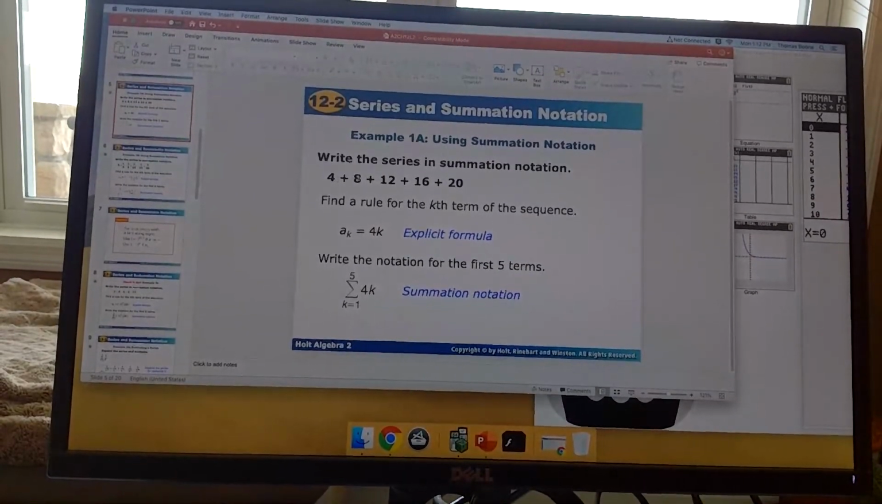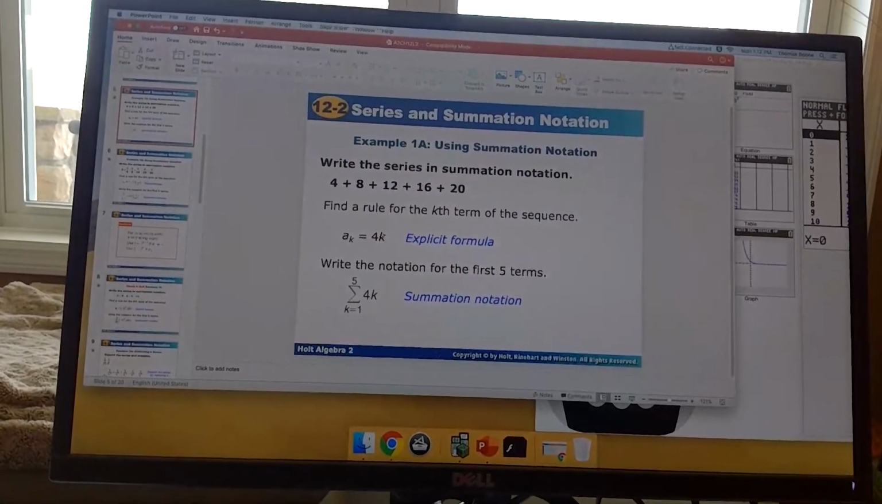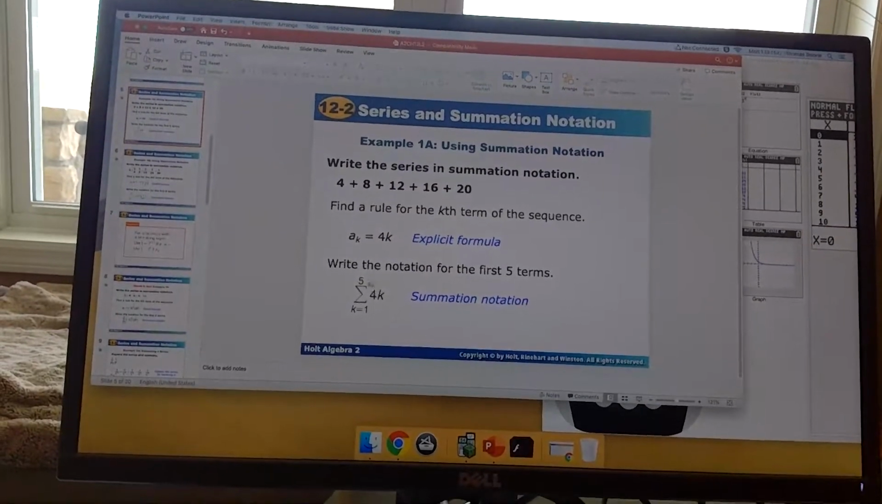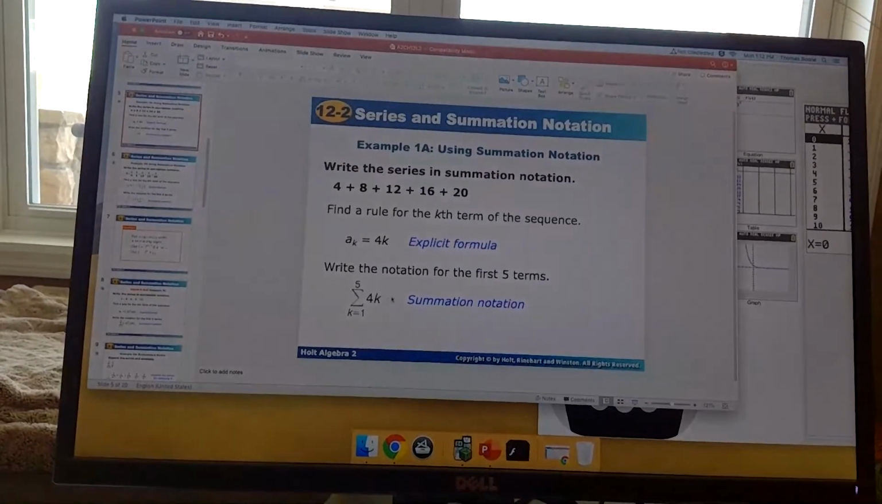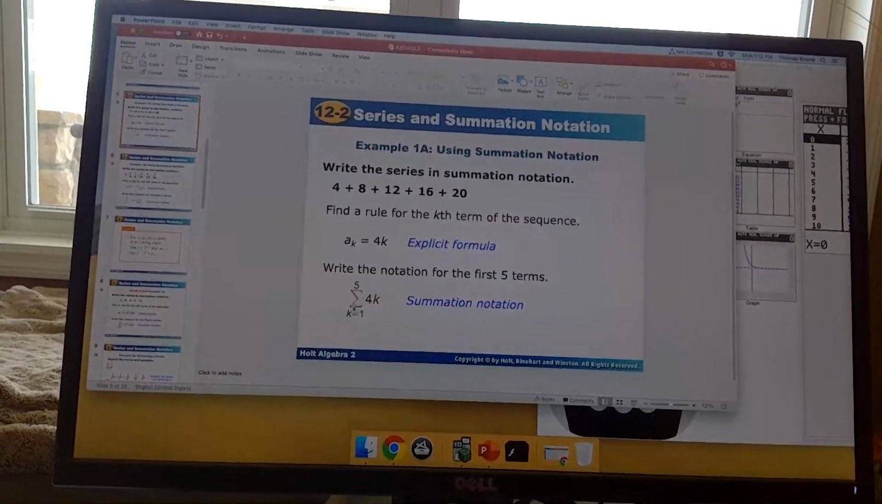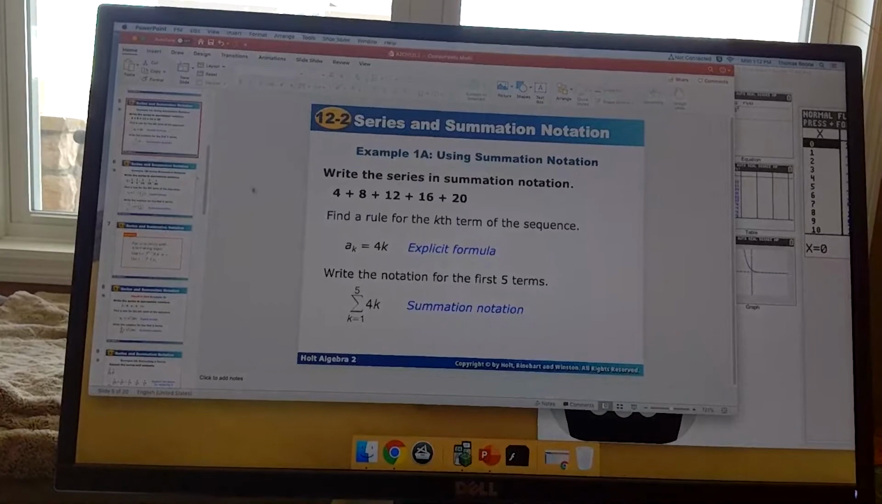Now, coming up with a rule, remember we did that in 12.1. Well, we know that we're adding 4 every time, so we know it's linear. So 4 is your slope, 4k. We use k for summation notation. And then, of course, the 0 term would be the one before this, which would be 0. We don't put plus 0, but it's there. So that's how we can get that regular form. So we want to be able to write it in summation notation. All right, let's try another one of those.